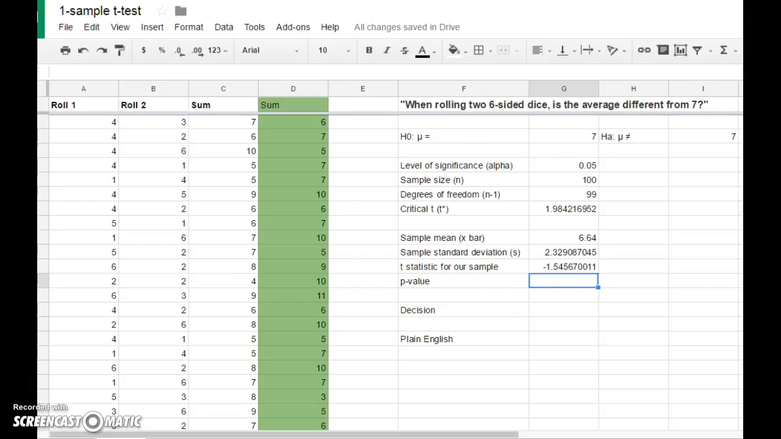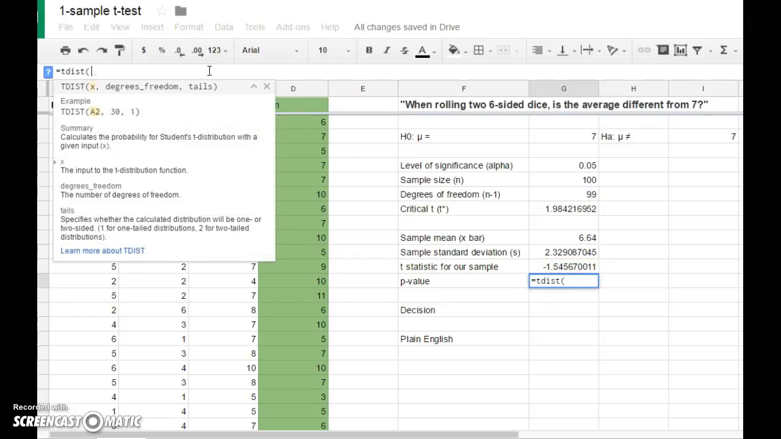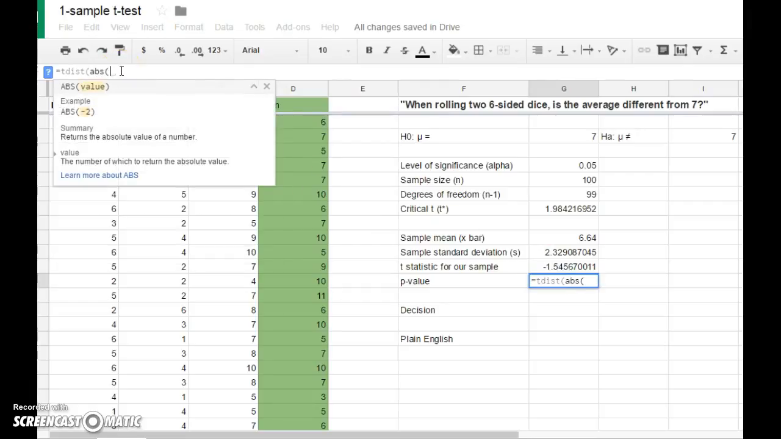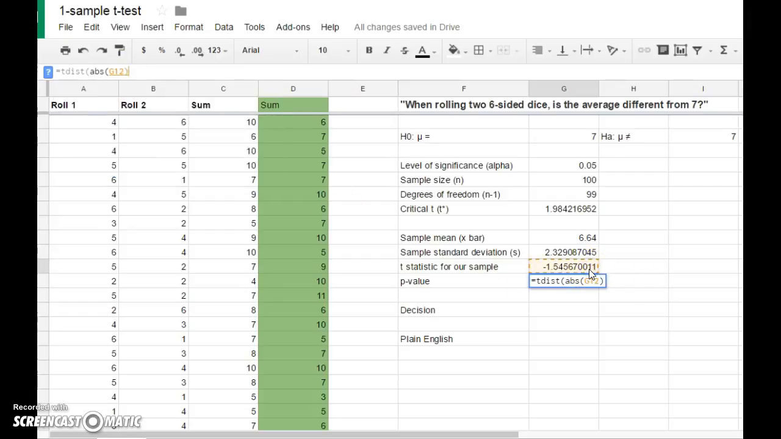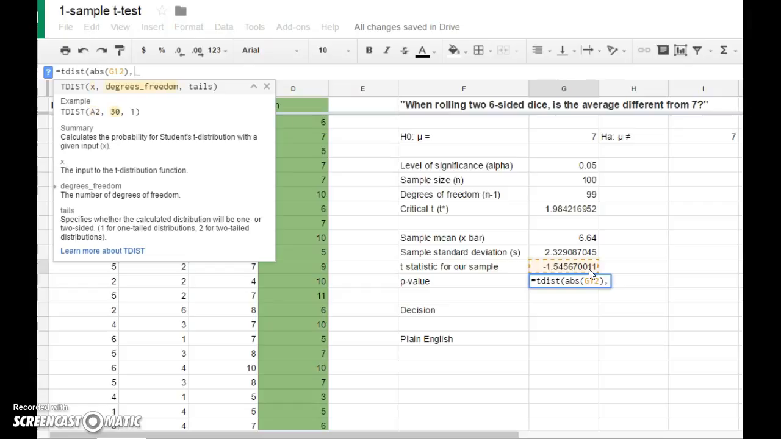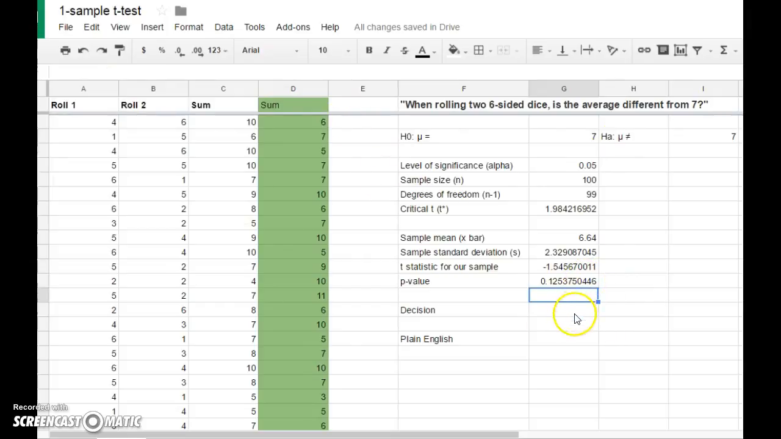To get my p-value, we use the formula T.DIST, which gives us the t-distribution. Our x would be this t-statistic. For whatever reason, this does not allow negative, so we type in ABS, which gives us the absolute value of our t-statistic. Degrees of freedom is 99, and we do have two tails, again, because the alternative hypothesis was mu not equal. We didn't say whether it'd be lower or higher than 7. And that gives us our p-value there.